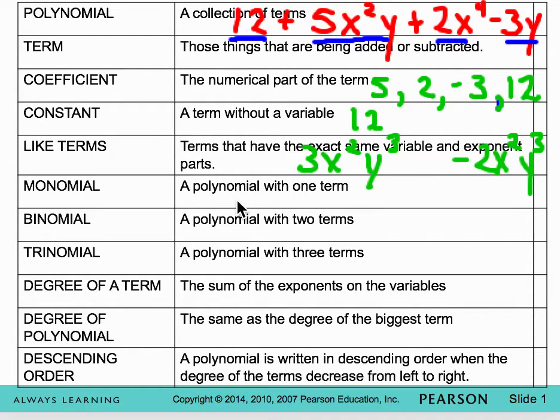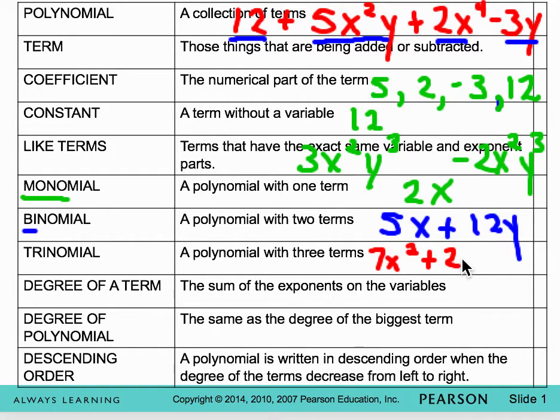If you have a polynomial with just one term, it's called a monomial, right? Mono means one, okay, like a monocle. Okay, if you had a polynomial with 2 terms, it's called a binomial because bi means 2. If you had a polynomial with 3 terms, it's called a trinomial because tri means 3.